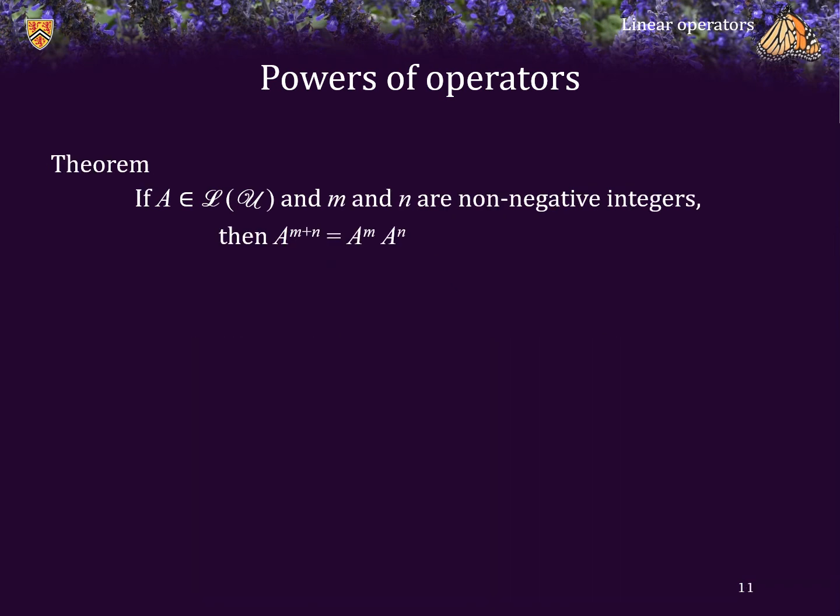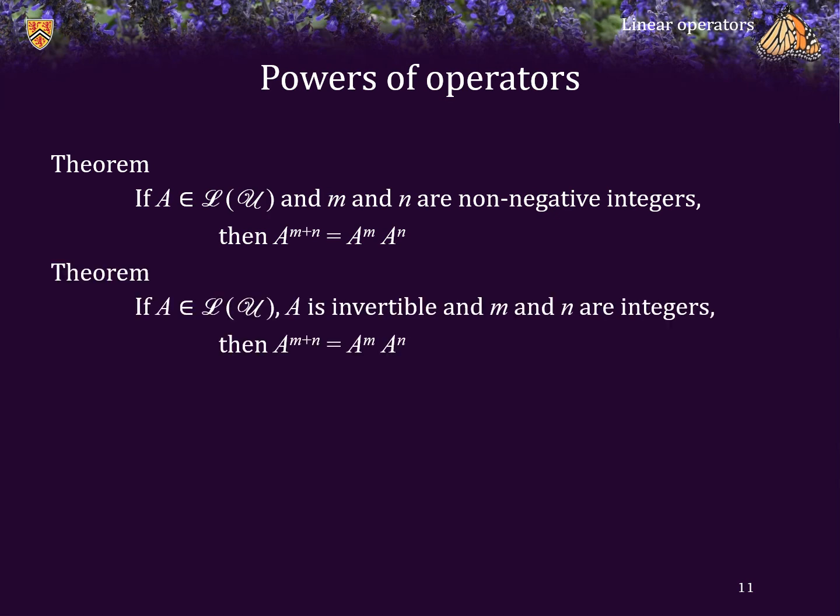Now, it's always nice to have some familiar theorems from secondary school. So the following is true. If A is a linear operator mapping U onto U and m and n are non-negative integers, then A raised to the power m plus n is equal to A to the m times A to the n. As a bonus, if A is also invertible, then we can allow m and n to be arbitrary integers, and this is still true.